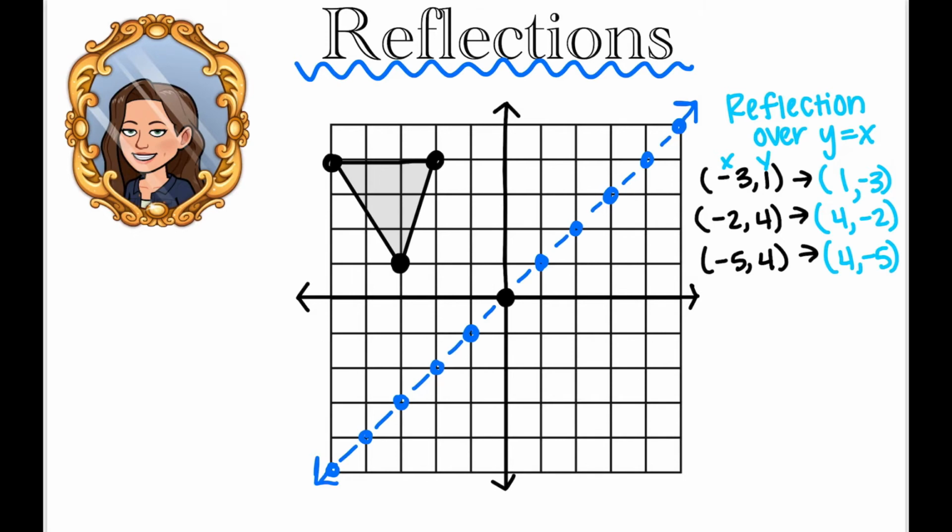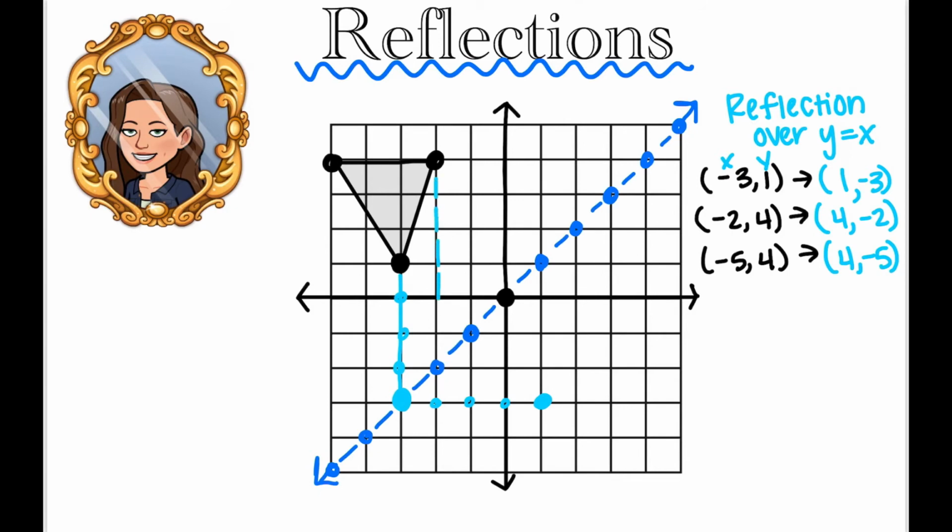So when we graph these, I'm going to show you what this looks like on the graph and another way that you can think about it if you need to see it visually occurring. Okay, so this point, -3, 1, if I were to take this point and go straight down to the line y equals x, how many units did I go down? I went down 1, 2, 3, 4 units. Now I'm going to go to the right 4 units, and that's my new point.